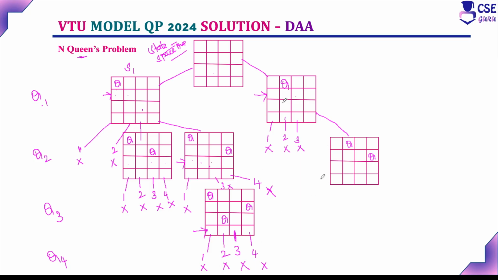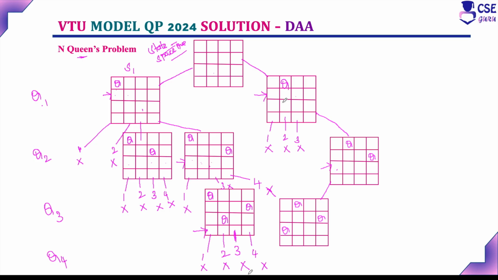Next, try to place the third queen. If you place the third queen in the first position, it is possible, you can place it. Second position, it is not possible. Third position, here it is a diagonal attack. Fourth position, it is a column attack. So the first position is possible. So try to place the third queen in third row, first column. There is a possibility to provide a feasible solution.